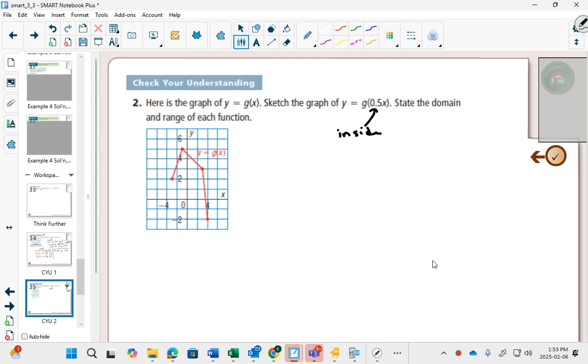So this is going to affect things horizontally. We are going to multiply the x by, and since 0.5 is a half, the reciprocal would be 2, because x's are liars. We're going to multiply all of our x values by 2. So if I think of key points on here, I'm going to check each of these 4 points.